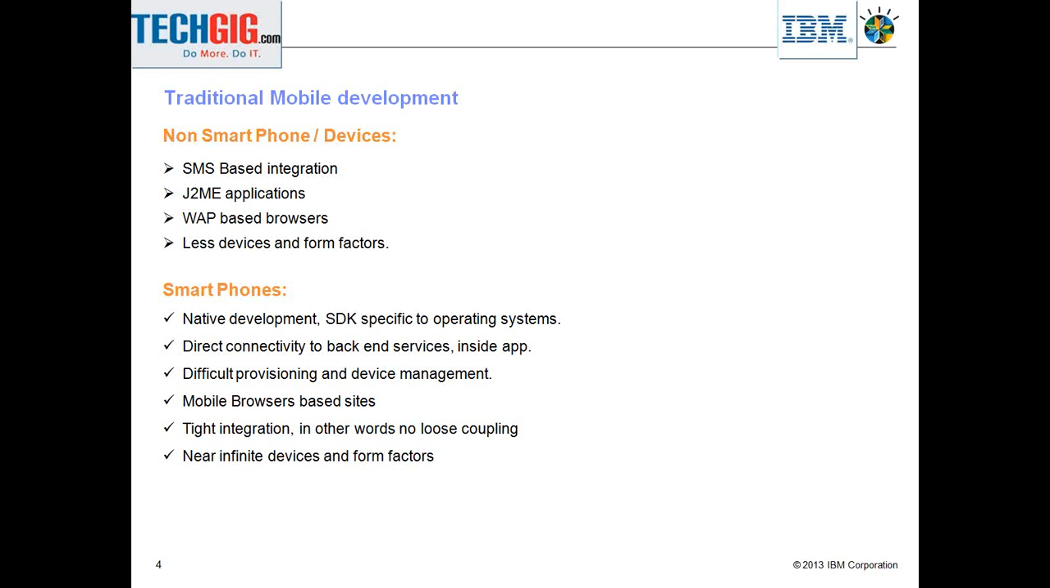Similarly, the second point is direct connectivity to backend services inside the app. One of the drawbacks in traditional mobile applications is that they always considered there would be services exposed in my enterprise, and I would directly consume them in my mobile applications. That is one of the challenges, as different sets of protocols are used and we have to work out how to consume them. Point 3 is difficult provisioning and device management. The provisioning, the device management, the new set of policies, the security and everything was a challenge for enterprises to handle.